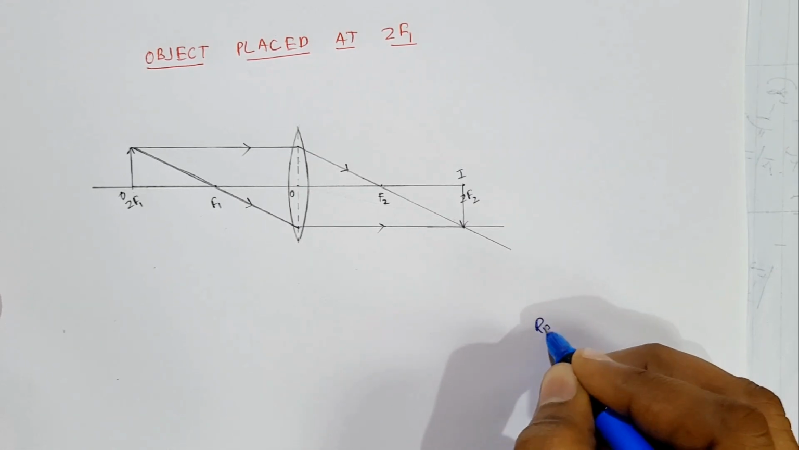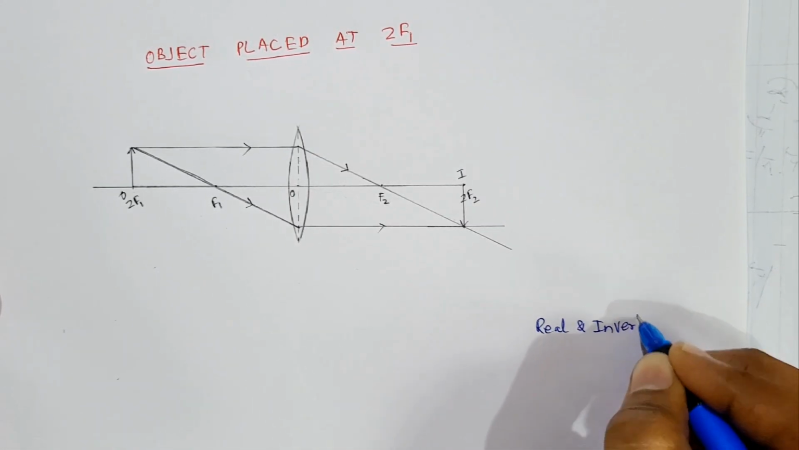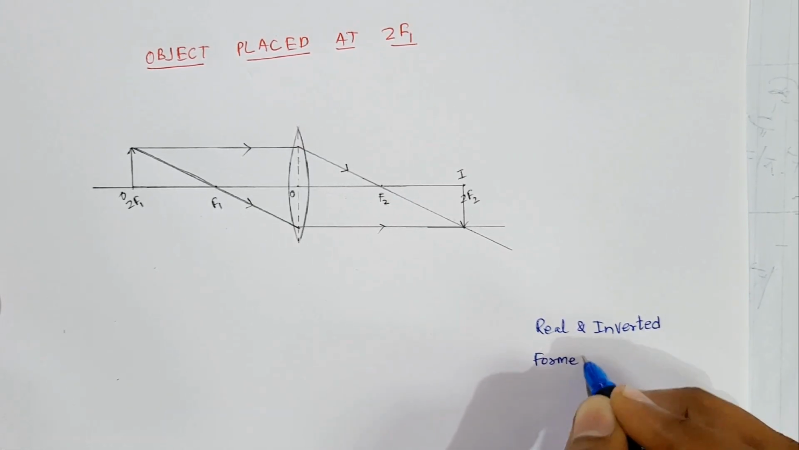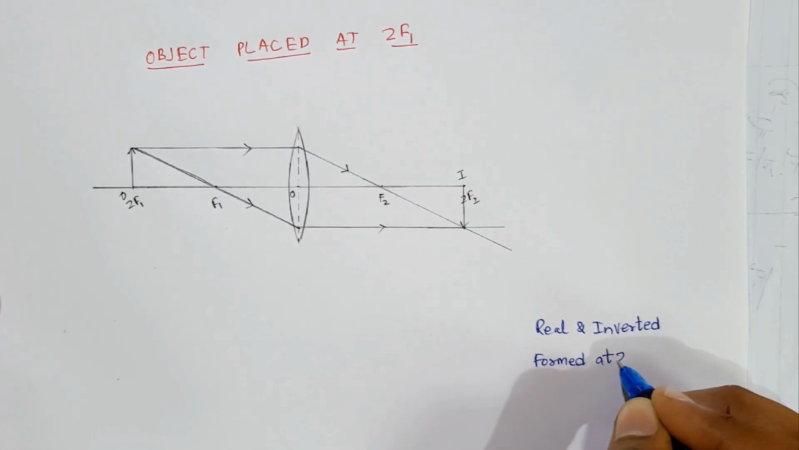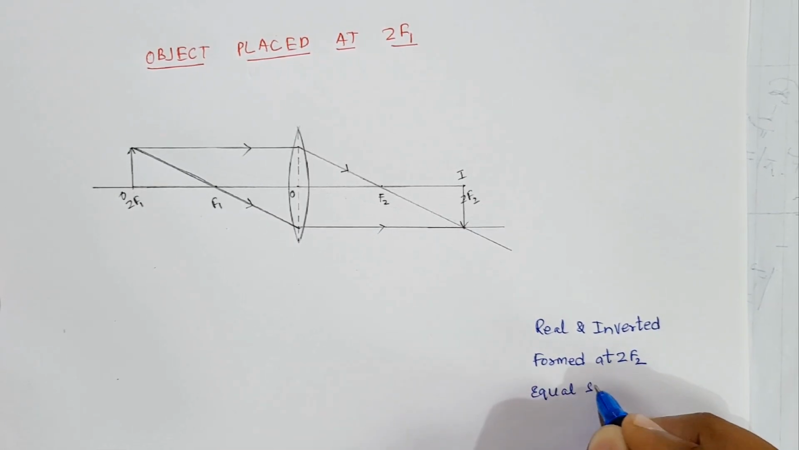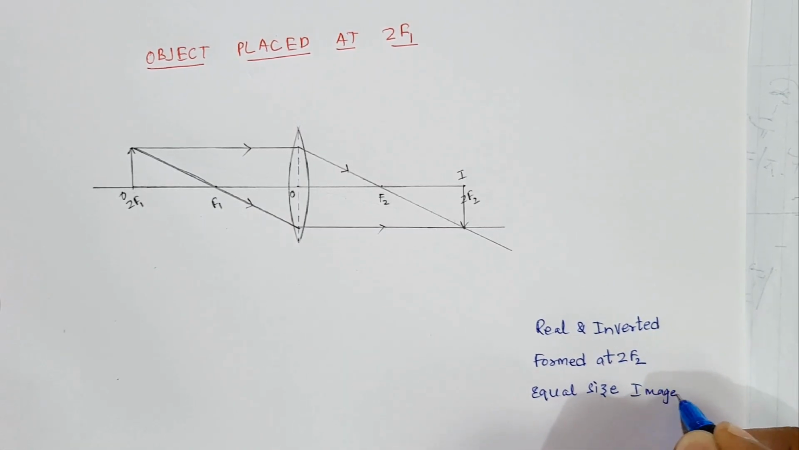Image, it is real and inverted, and where is it formed? It is formed exactly at 2f2. Formed at 2f2 and equal size image. There is no magnification, there is no diminishment. Equal size image is formed at 2f2.